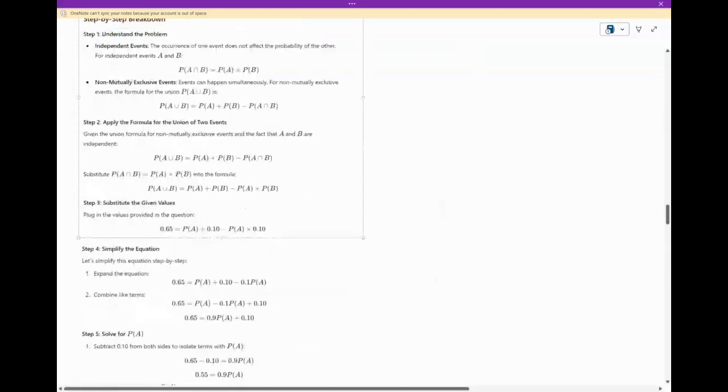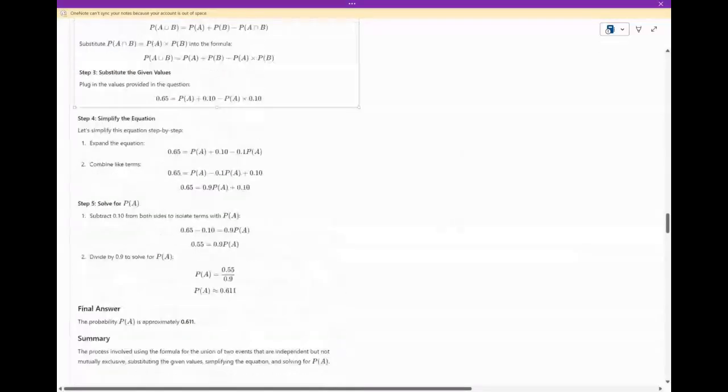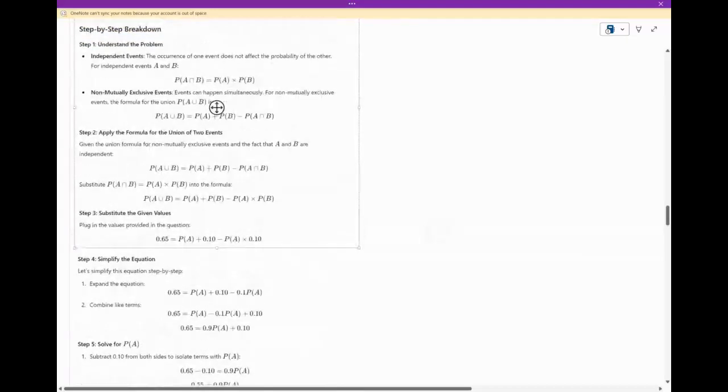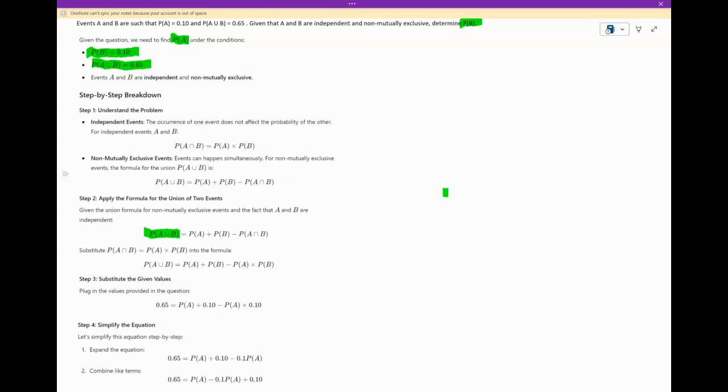So ultimately, the formula that you're going to use in order to answer this question is, where is it? I'm looking for it. We have the probability of A union B, all right? So we are trying to use that. This is what we have. We're trying to use that to isolate the probability of A. We already have the probability of B, okay? And we know that whenever we have a union, we need to minus that intersection.